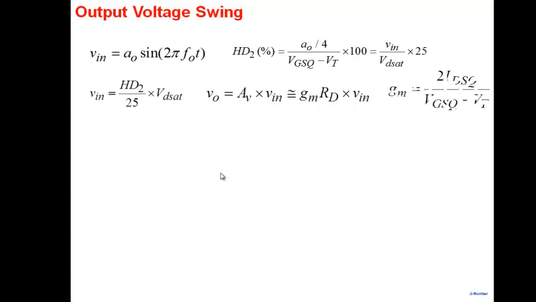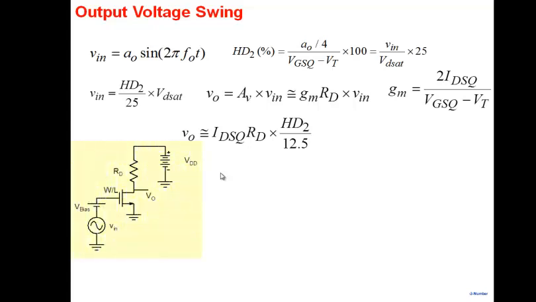V in is here, so what we get is GM, I can also write as 2 IDSQ by VGSQ minus VT here. So V0, how large a V0 I can get in terms of harmonic distortion. So GM I've written 2 IDSQ by VGSQ minus VT. VGSQ minus VT is nothing but VD sat. So a simple cancellation here gives you V0 equal to IDSQ RD HD2, HD2 in percentage, divided by 12.5.